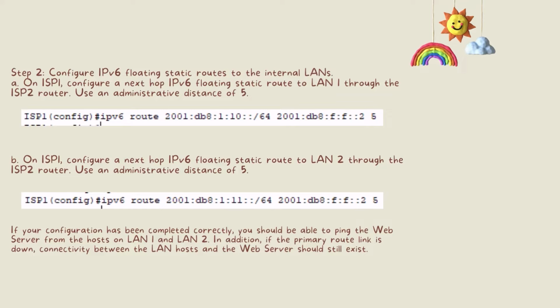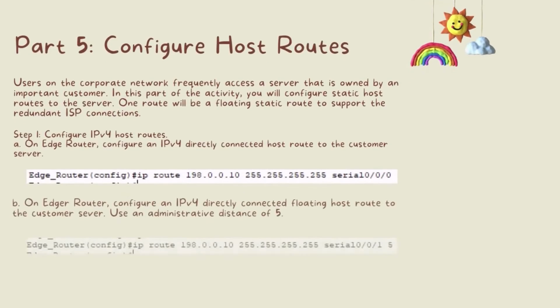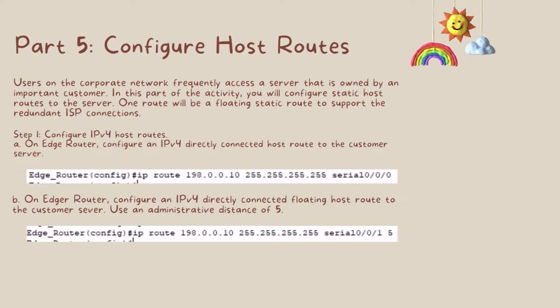Okay, if your configuration has been completed correctly, you should be able to ping the web server from the host on LAN 1 and LAN 2. In addition, if the primary router link is down, connectivity between a LAN host and the web server should still exist.